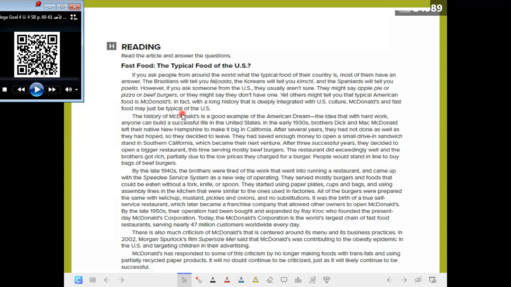Okay. The history of McDonald's. Wait, Abdurrahman. And now I wanted to discuss some points here for this paragraph, okay?